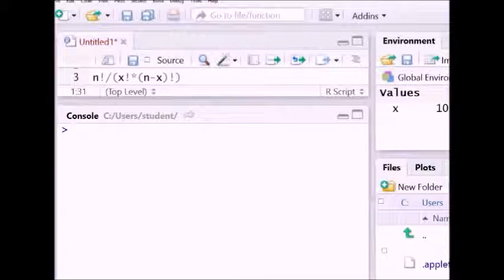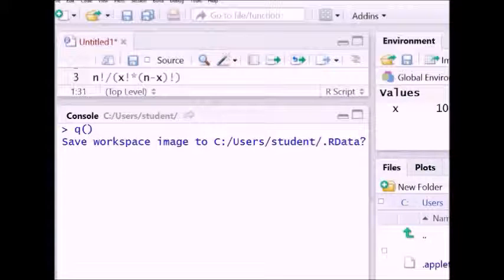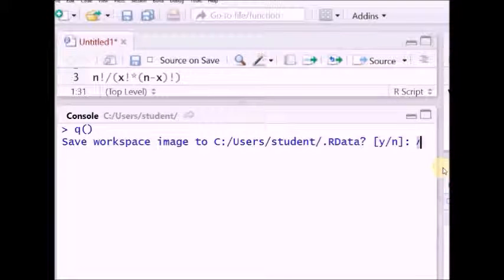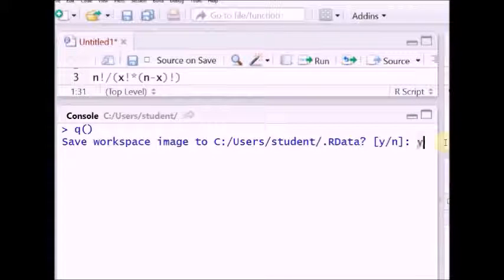Now finally, to exit from R or to quit from our session, we type q with opening and closing brackets, and press enter. It will ask whether we want to save it or not. So press y to save the workspace, or type n not to save the workspace. Clear? Okay. So this is the end of this particular session.